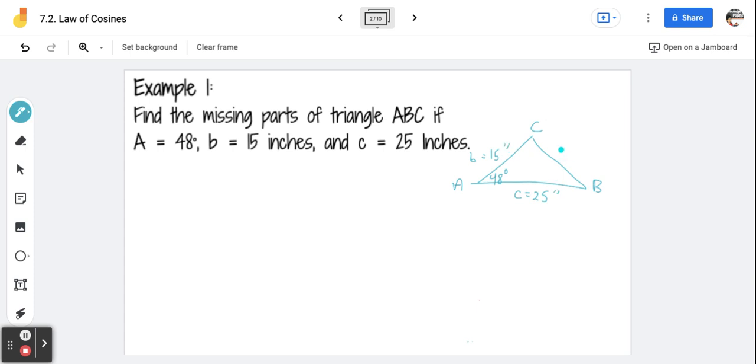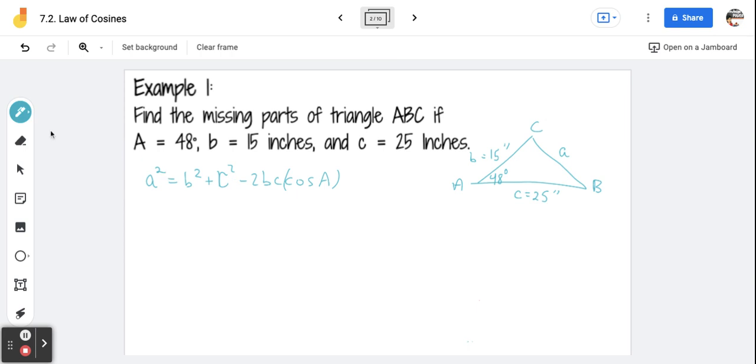I have to find side A, angle B, and angle C. Let's start with the side. If I'm looking for side A, remember the formula means A is the side I'm trying to find, so I go with the one that has A over here. The other two sides: it's going to be B squared plus C squared minus 2BC times the cosine of angle A.